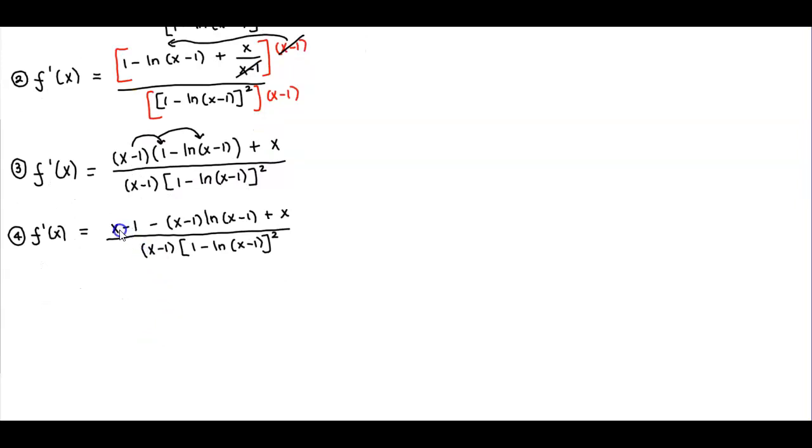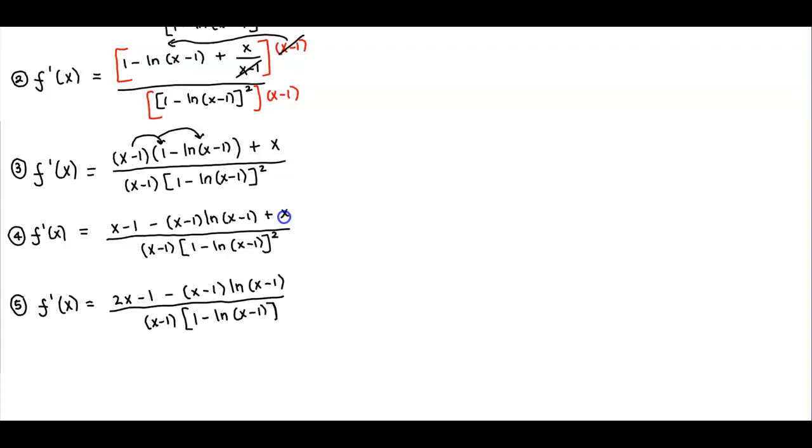And so now we're almost done. We just need to combine like terms. We can combine the x. So f prime of x is going to equal x plus x is 2x minus 1 minus parentheses x minus 1 times the natural log of x minus 1, divided by x minus 1 times 1 minus the natural log of x minus 1 squared. So therefore, there is the derivative of our function.